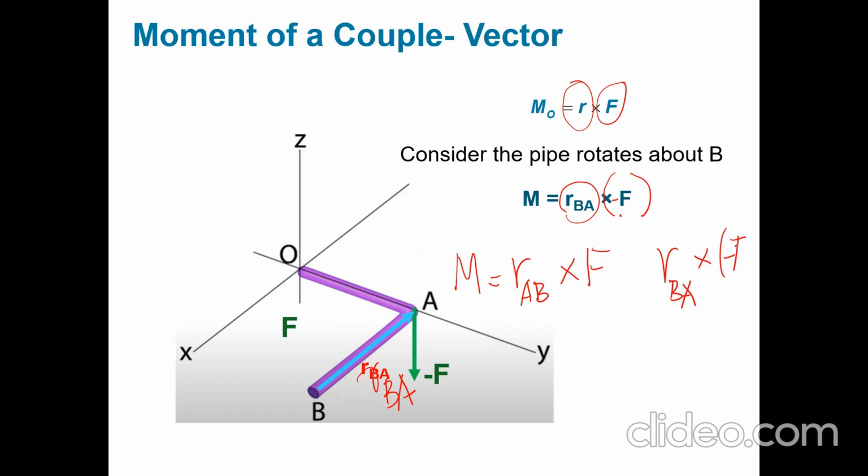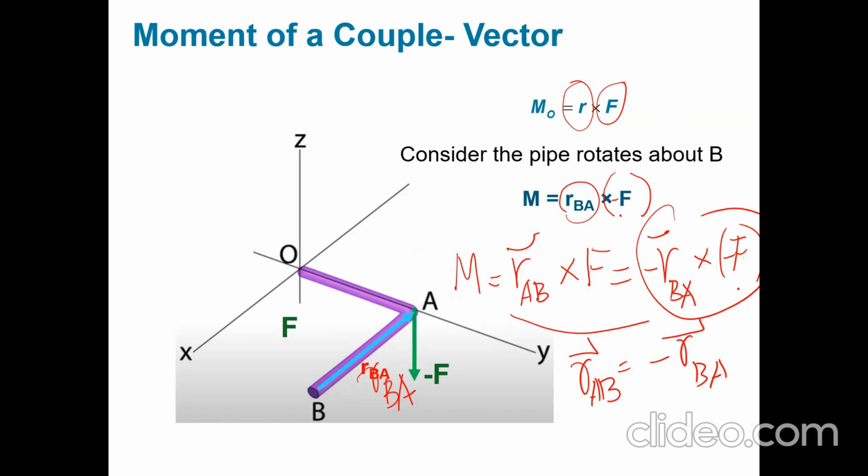Are these two equal? Yes, they are equal. How? Because we know that the position vector r_AB equals the negative of the position vector r_BA. So that gives me a negative sign here, which makes the result positive, which equates to the same magnitude. That's why we say that we create a moment with the same magnitude and direction.